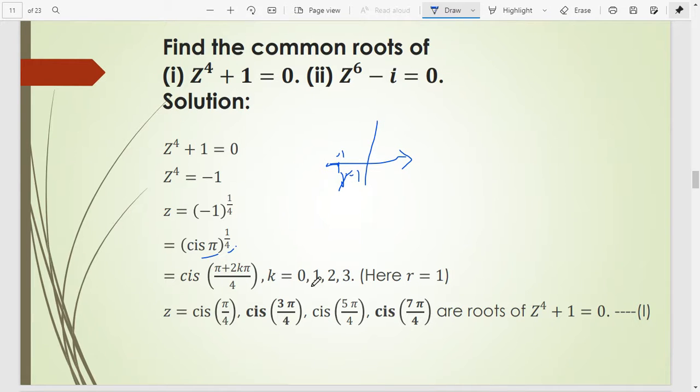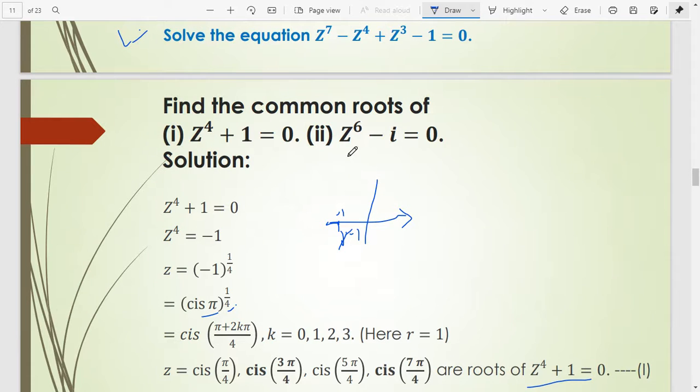Put the value of k equal to 0, 1, 2, 3. We get the values of z according to this: e^(iπ/4), e^(i3π/4), e^(i5π/4) and e^(i7π/4) are roots of z^4 + 1 = 0, equation number 1. Now find the roots of z^6 − i = 0.